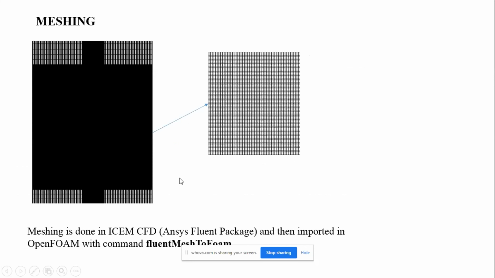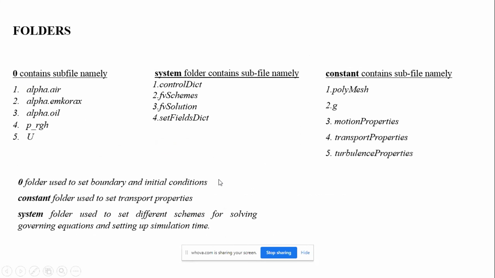So this is my meshing which I have done with ICEM CFD. With my domain of interest, I have done a finer grid, and we can import this into OpenFOAM, once we have set the case, with the command fluentMeshToFoam. So in brief, I would like to tell what folders are present and what we mainly have to do in each folder. In the zero folder, you can see the phase fractions for all the phases, and you can see equation number 5.